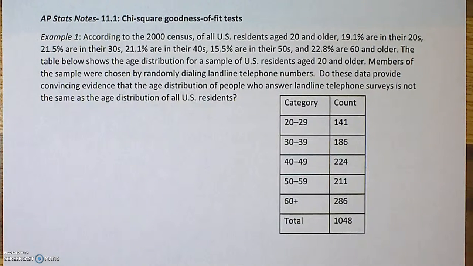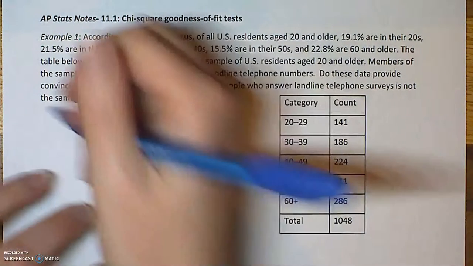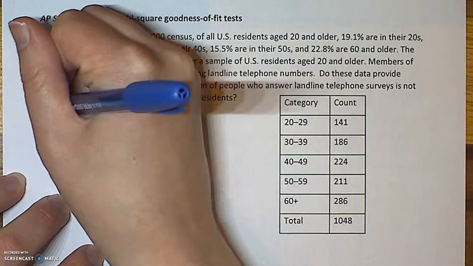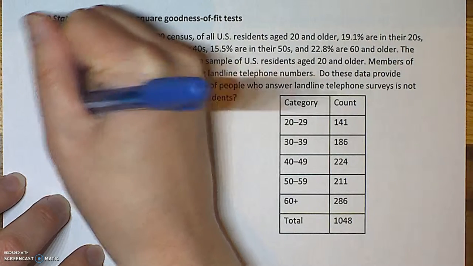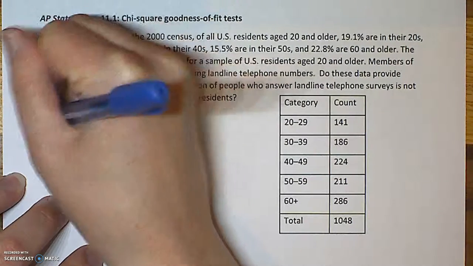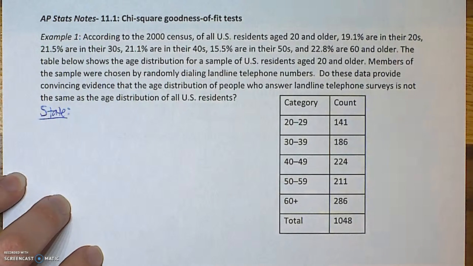Do these data provide convincing evidence that the age distribution of people who answer landline telephone surveys is not the same as the age distribution of all U.S. residents? Okay, so we're still going to go through our 4-step process. That is the same as previous chapters, but it's going to look a little bit different. We're performing a hypothesis test here, but it's not exactly a hypothesis test, it's a chi-square test, okay?